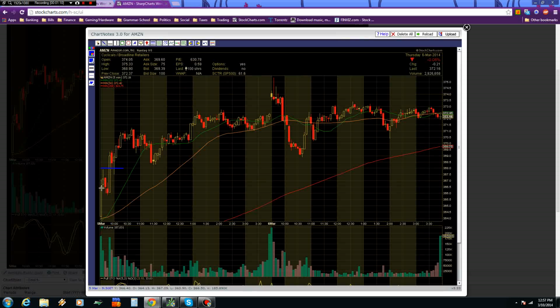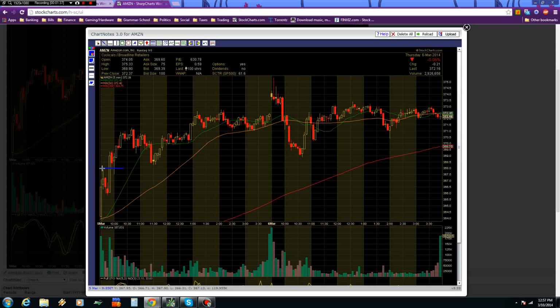Now I have this rule about not doing anything within the first 10 to 15 minutes, because that's the Wild West in the first 15. Even if I did enter in the first 2 to 3 minutes, I would have chased, and then maybe as it pulled back, I would have panic sold, or panic covered in this case.